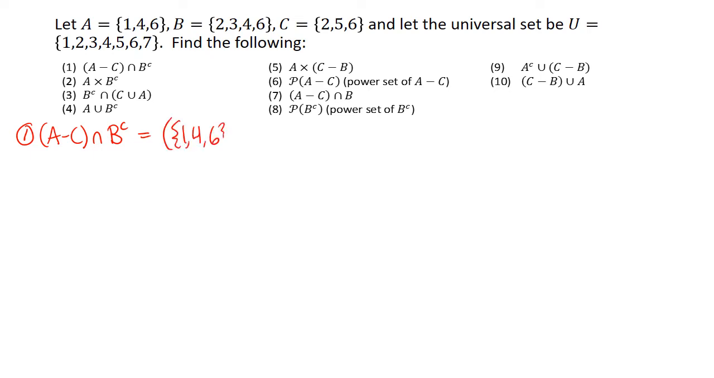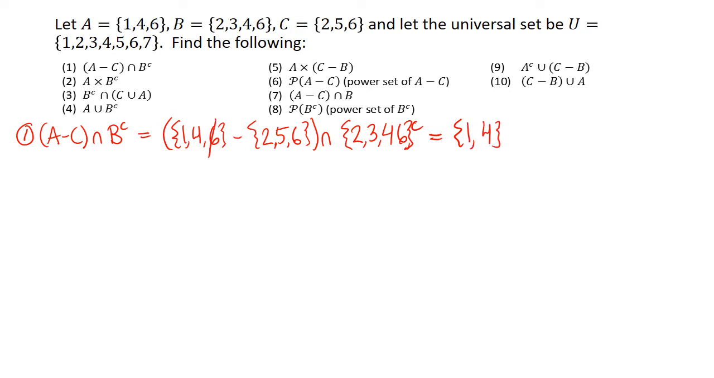So I'm substituting in A and C and B complement. Okay, and so I'm going to work on the part in the parentheses first. So the set {1, 4, 6} minus {2, 5, 6}. So you take everything in {1, 4, 6} and then you delete anything that was in {2, 5, 6}. So basically I'm only going to be deleting the 6. Okay, so this is going to be {1, 4}. So I delete the 6.